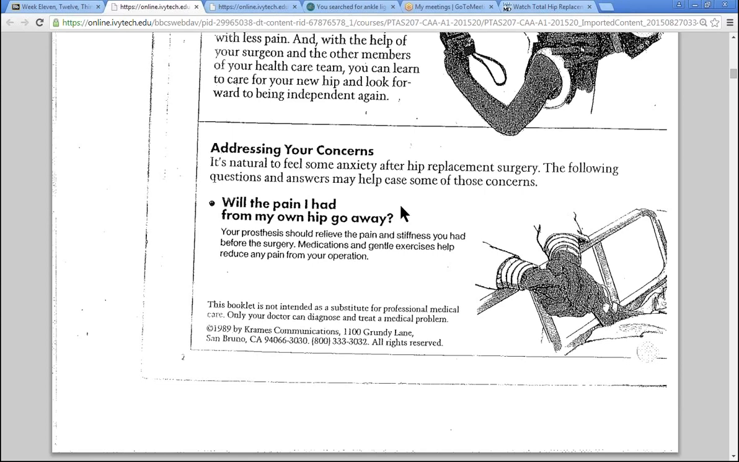Okay, so some of the things that they talk about for patients is, after the surgery, will they still have any pain? Well, not pain from the joint, because the joint is gone, and that's where the majority of their pain was coming from, but they will have some pain from the soft tissue that was invaded in order to get to that hip joint.